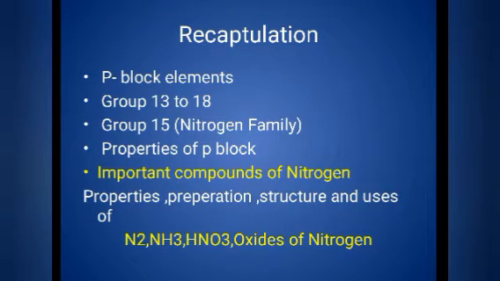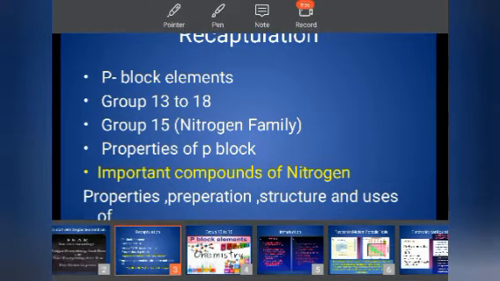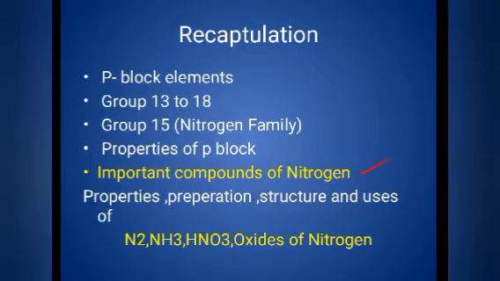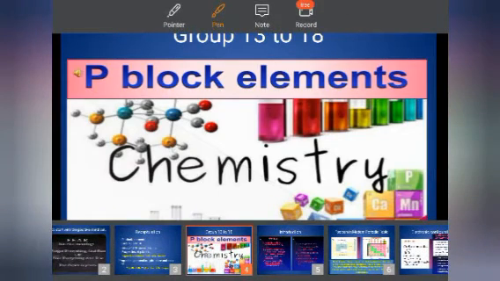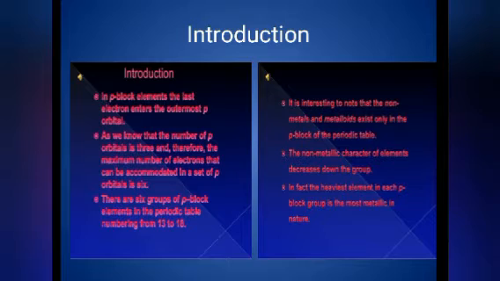So recapitulation: we have done P block elements. Groups 13 to 18 are the P block elements, in which we are doing group 15 nowadays, which is the nitrogen family. Properties of P block we have done. Then important compounds of nitrogen we have done: properties, preparation, structure and uses of nitrogen, ammonia, HNO3, oxides of nitrogen. And today in P block elements we are going to do group number 15, phosphorus. Before starting phosphorus and important compounds of phosphorus, let's recapitulate again.